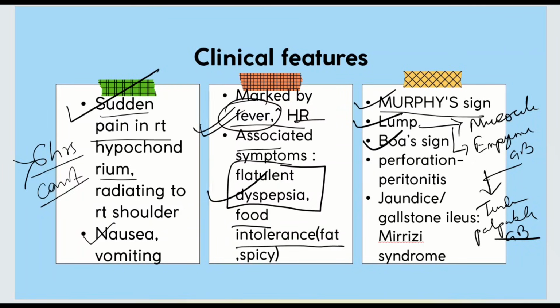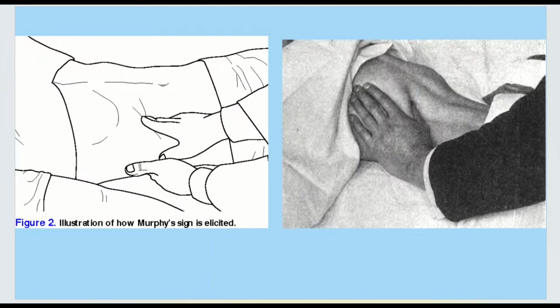Now coming to the next sign, that is Boas sign. Boas sign means the patient will have hyperesthesia starting from the 9th to 11th rib. That is called Boas sign. Complications include perforation peritonitis; the patient may undergo sepsis because of perforation of the fundus of the GB. Then jaundice or gallstone ileus. So what is gallstone ileus? Sometimes the stone is so huge that it compresses the GB and also the CBD. The stone may perforate and cause symptoms of intestinal obstruction. That is due to cholecystoenteric fistula. This condition is known as gallstone ileus, seen in case of Mirizzi syndrome.